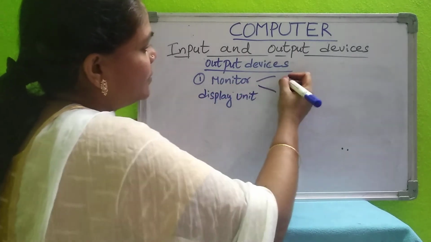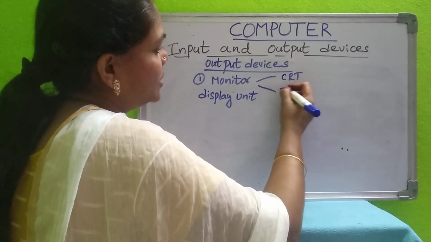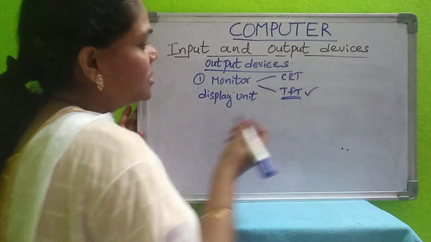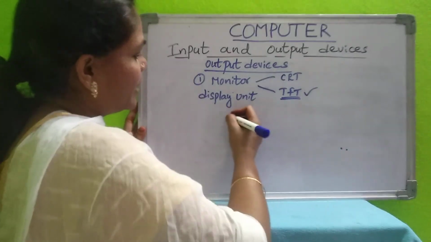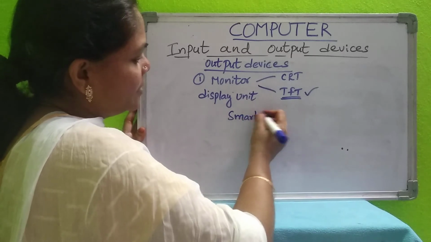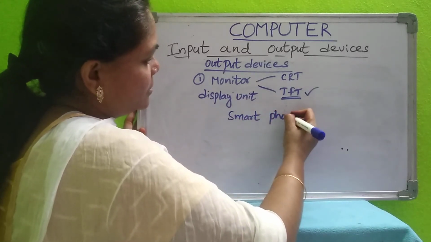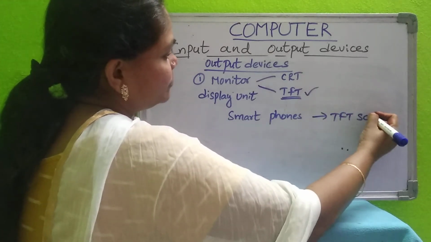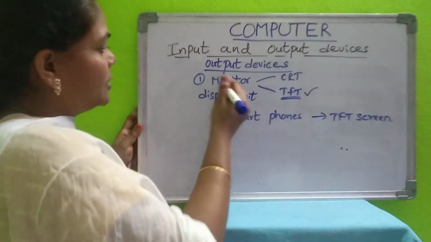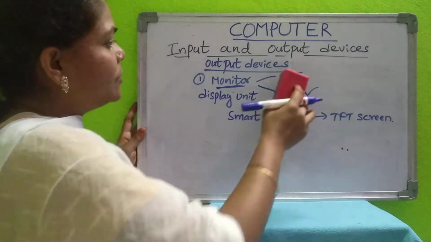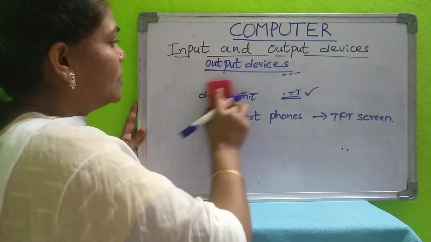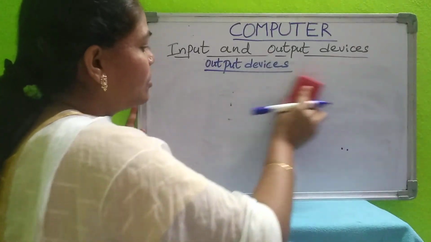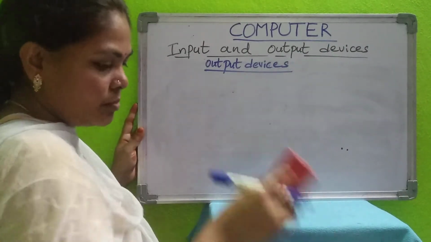In monitors we have two types, CRT monitors and TFT monitors. Nowadays we are using TFT monitors, and our smartphones also have TFT screens. Okay, the first device is the monitor. You can watch whatever you are typing, whatever you are drawing, whatever picture you copied, whatever image you scanned, all of those on the monitor.